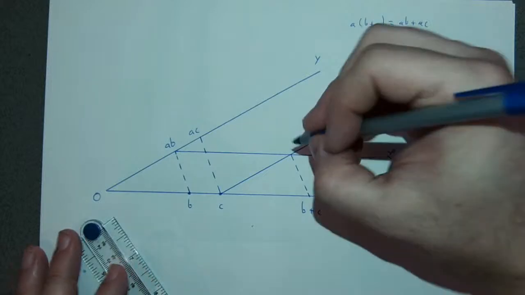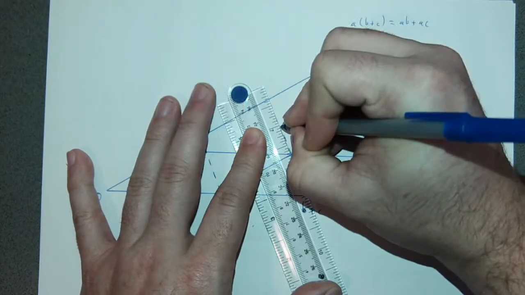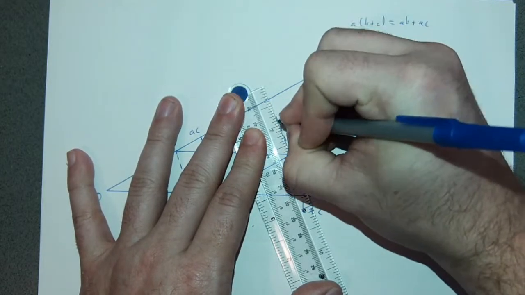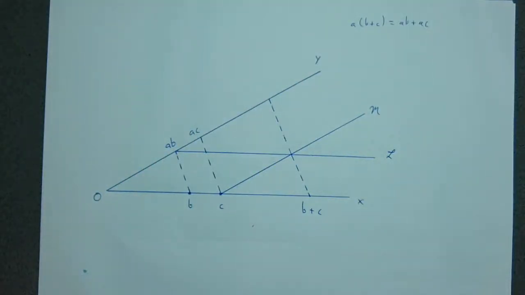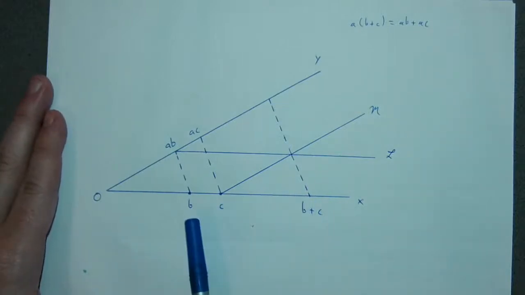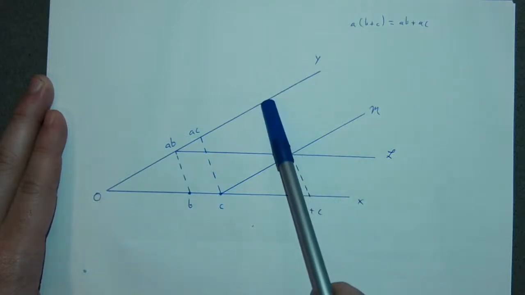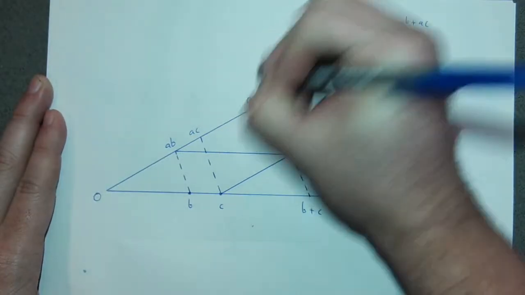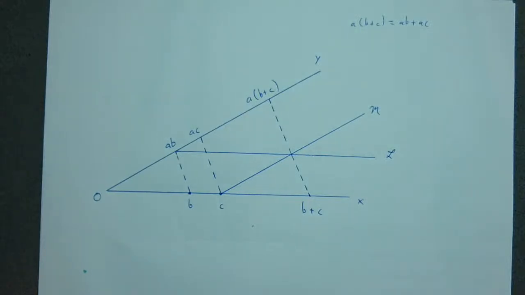But actually, if I extend this line, what do I get? Well, these dashed lines map B to AB, C to AC, and B plus C then gets mapped to A times B plus C. So that was our purpose in doing it this way, right? Okay.